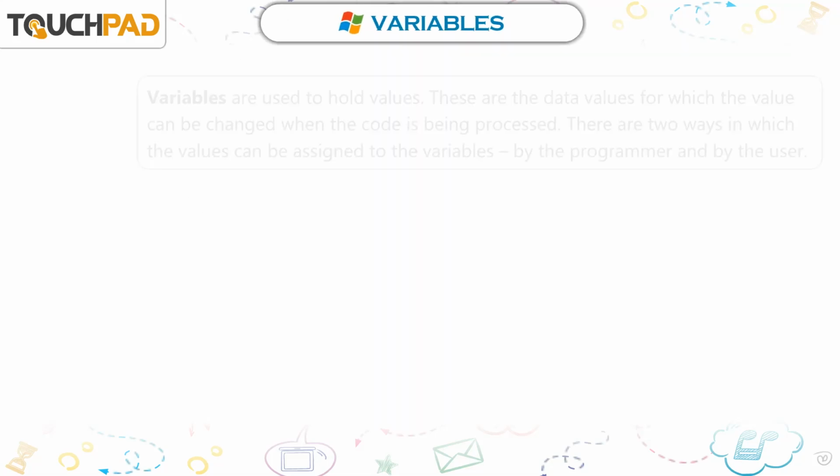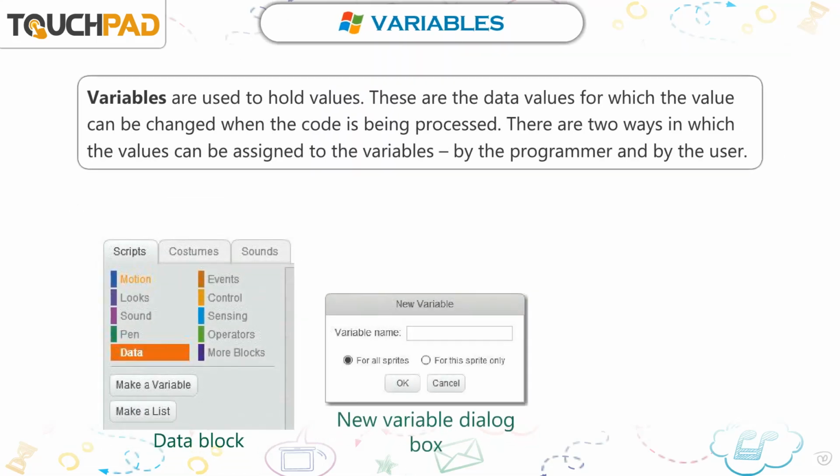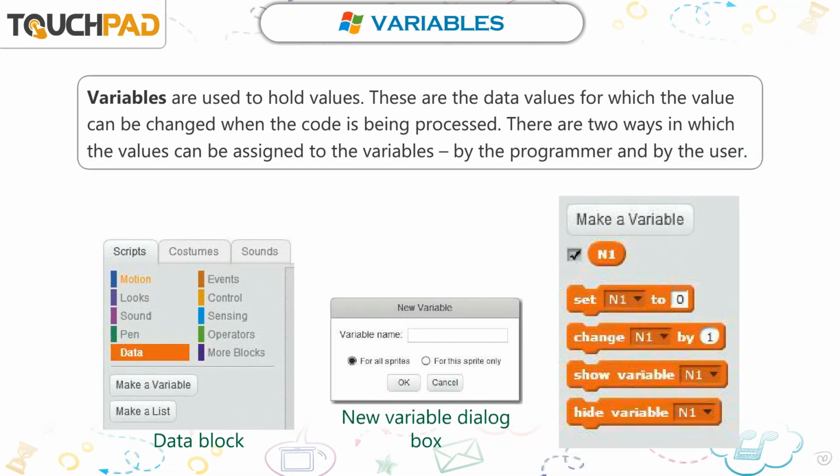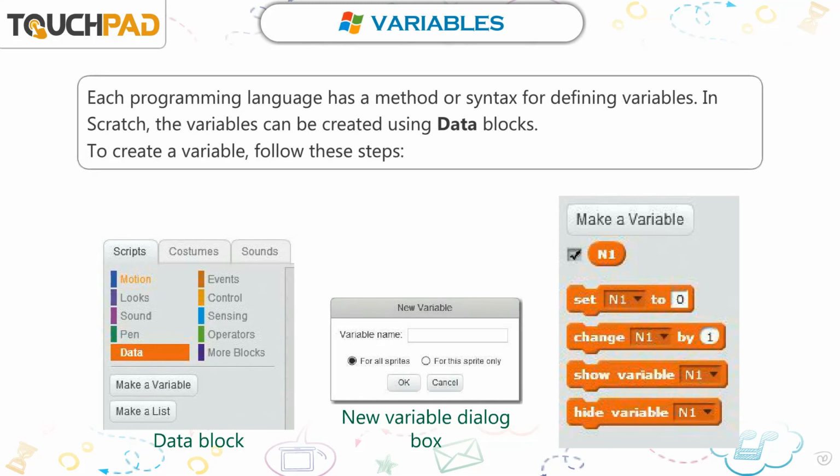Variables. Variables are used to hold values. These are the data values which can be changed when the code is being processed. There are two ways in which the values can be assigned to the variables: by the programmer and by the user. Each programming language has a method or syntax for defining variables. In Scratch, the variables can be created using data blocks.